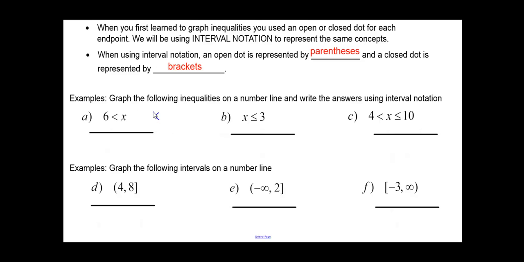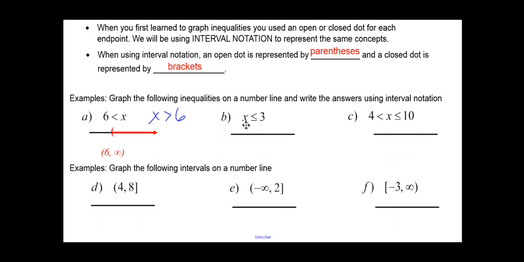Some of you might be more comfortable with writing it that way, x greater than 6. That says that all of the numbers bigger than 6 are solutions. It does not include the endpoint 6, so we would have a parenthesis on the endpoint 6, and we would shade in everything to the right, all the numbers that are greater than 6. Our interval notation then would be 6, comma, positive infinity. Notice that whenever you have infinity in your interval, it will always be a parenthesis. You'll never have a bracket on infinity.